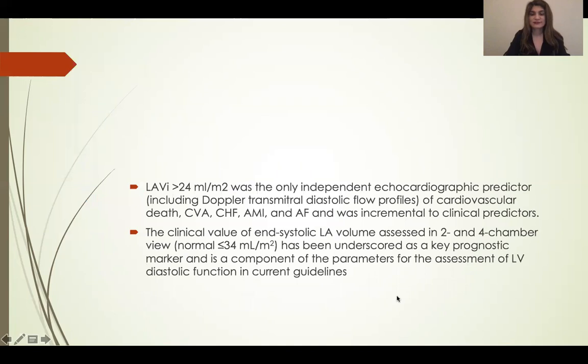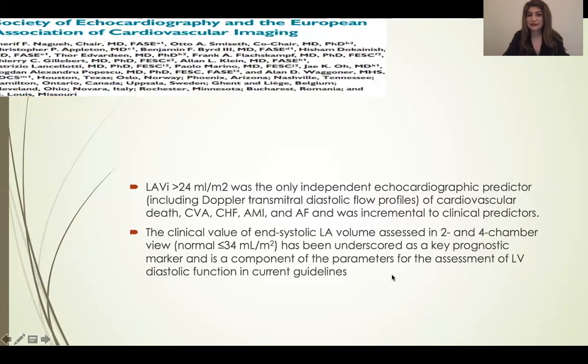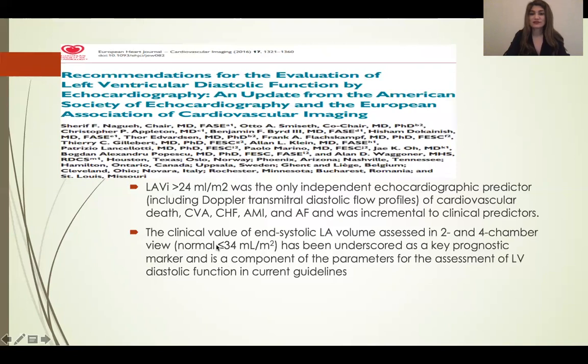Left atrium volume index greater than 24 is the only independent echocardiographic predictor of cardiovascular death outcomes and clinical predictors. And to predict left ventricle diastolic dysfunction, left atrial volume index greater than 34 is a predictor of left ventricle diastolic dysfunction, according to the recommendations for the evaluation of left ventricle diastolic dysfunction by echocardiography, published in 2016 in the European Heart Journal.